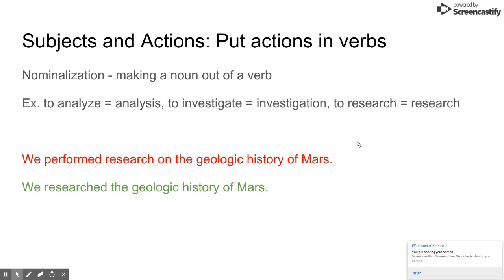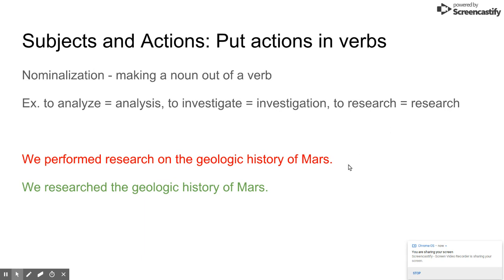Much shorter. To investigate is the verb. To do a nominalization of that, or to make a noun out of that, becomes investigation. So we performed an investigation. It's much easier to say we investigated. And then last, to research becomes research. And these are just 3 examples, but there's a lot of different times when people use nominalization, and it just makes your sentences sound a lot wordier.